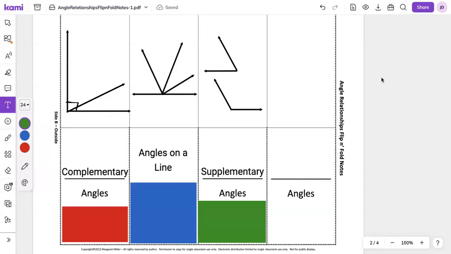All right, for lesson 8, we're going to be talking about angle relationships. So I'm going to quickly review 3 angle relationships you need to know for this lesson. First one here is complementary angles.